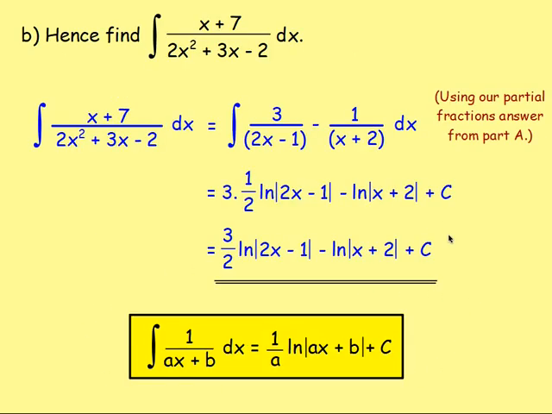What you then do is you think, well, if I'm integrating that, I'm rewriting it as partial fractions before I integrate. So the 3 will stay, ln of 2x take away 1 will stay, but you have to divide by the derivative of what's in the bracket, so also divide by the 2. Here you're taking away 1 over x plus 2, which goes to ln of x plus 2. And remember, modulus signs when you're integrating 1 over x or 1 over ax plus b.